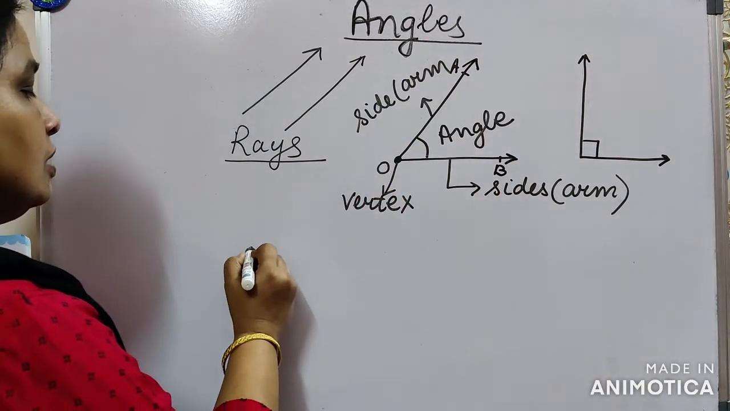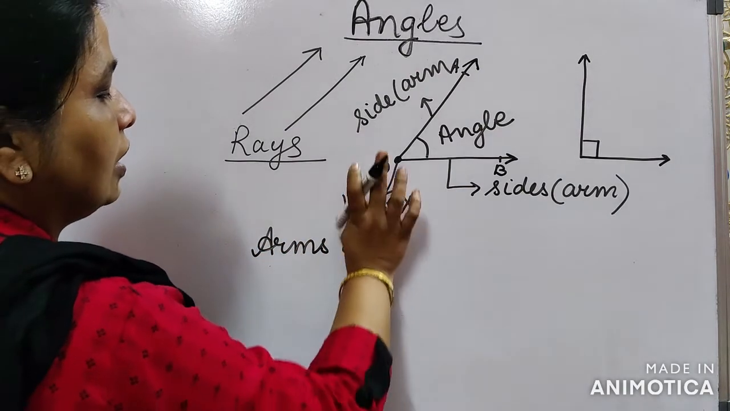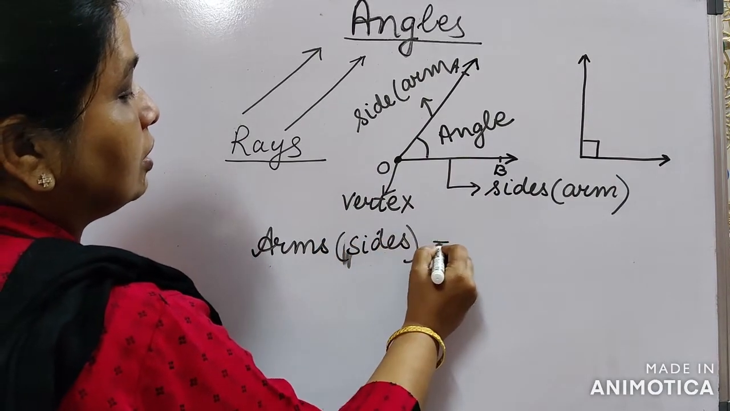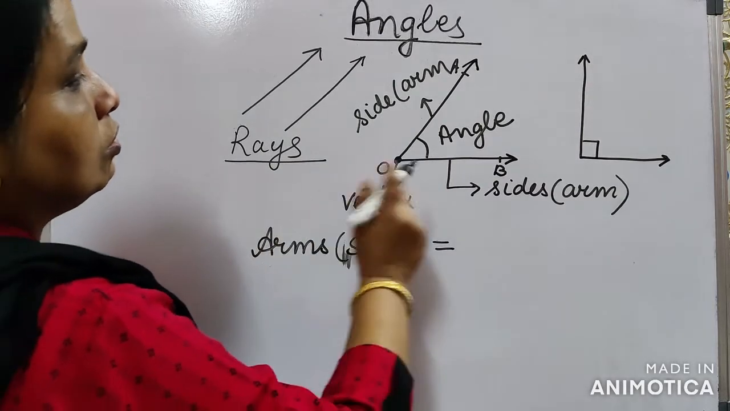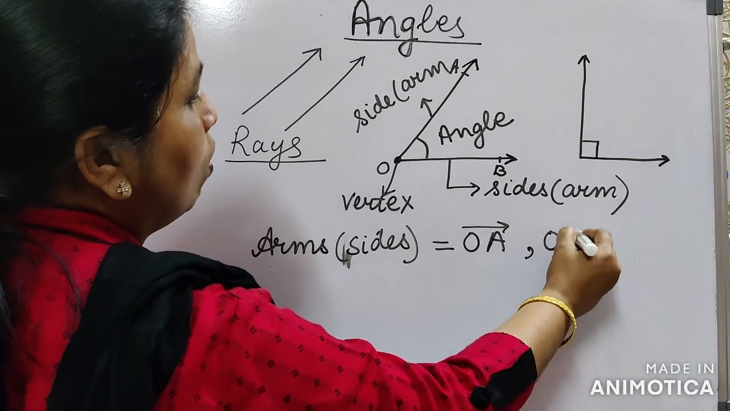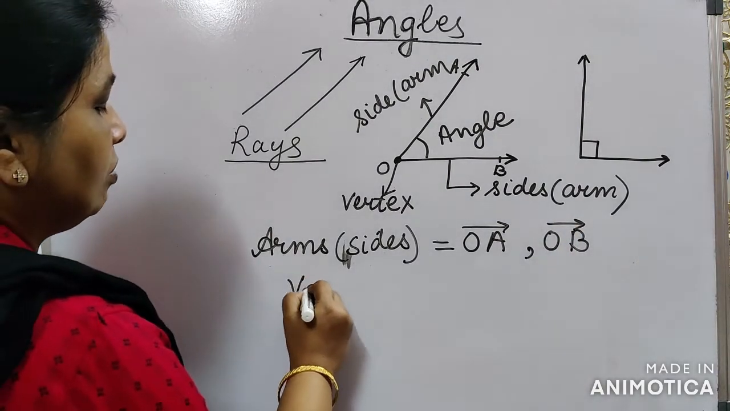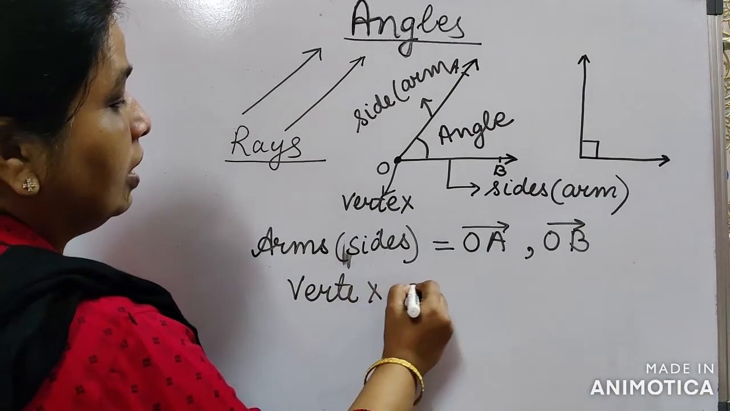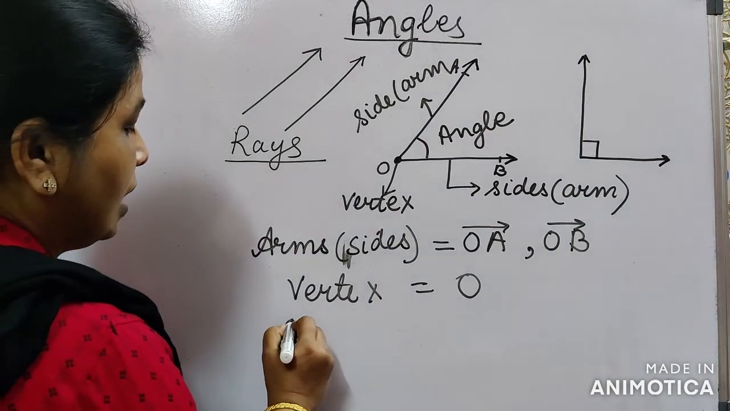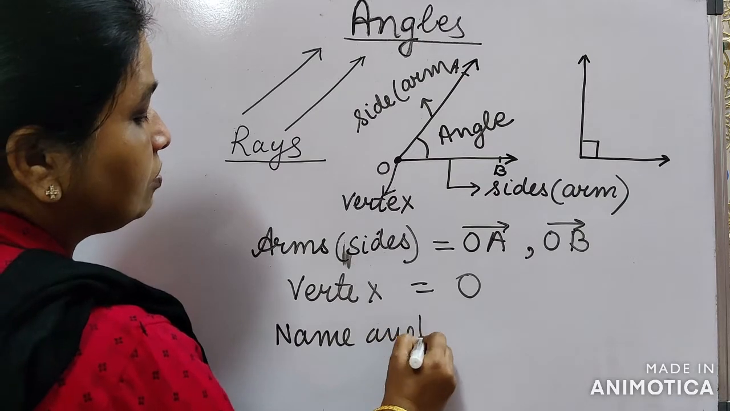If I ask you to tell the names of the arms or sides of this figure, you will say they are OA and OB, right children? In the same way, name the vertex. It will be O. Right? Name the angle. So how will you name the angle?